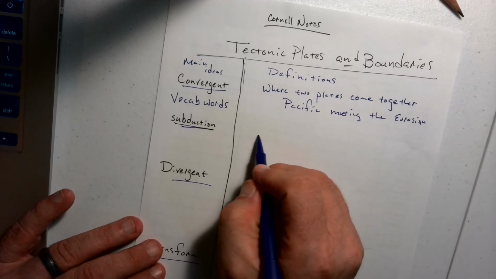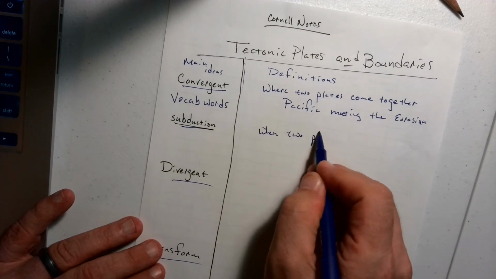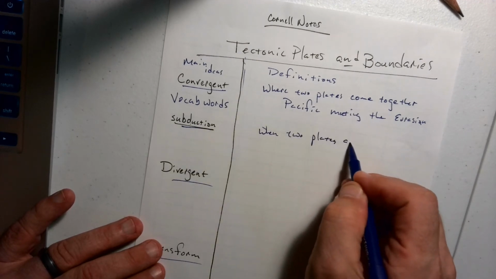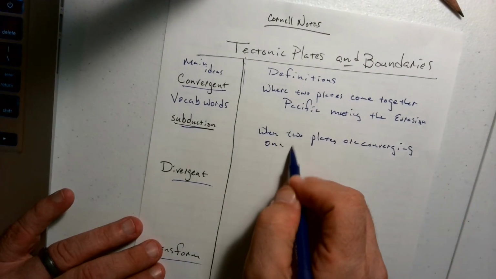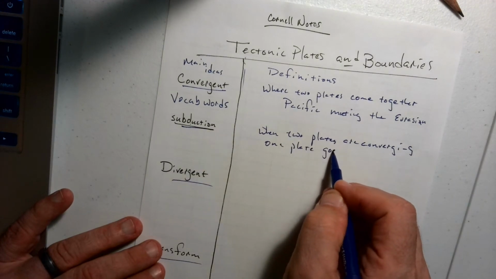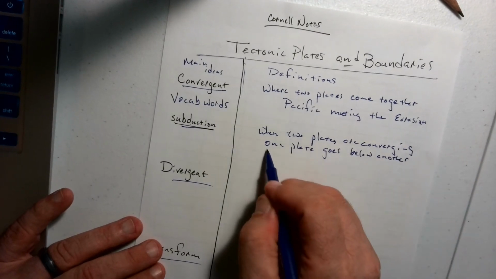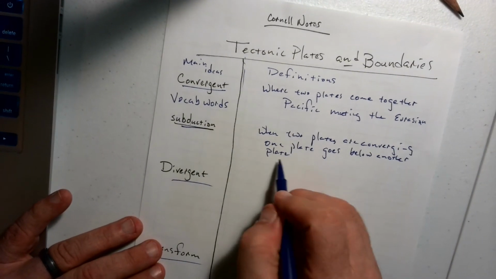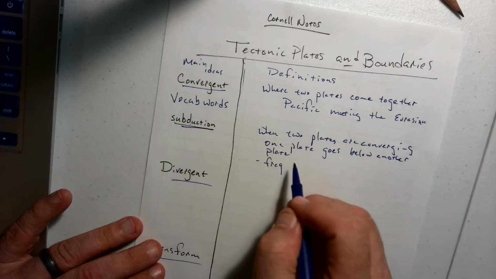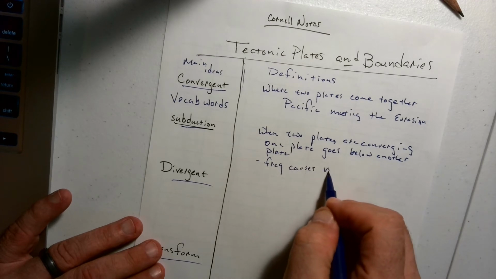And what I want to remember here is that subduction is when two plates are converging, one plate goes below another plate. That would be something I want to remember. Also, frequently, I'm just writing frequently as FREQ, causes volcanoes.